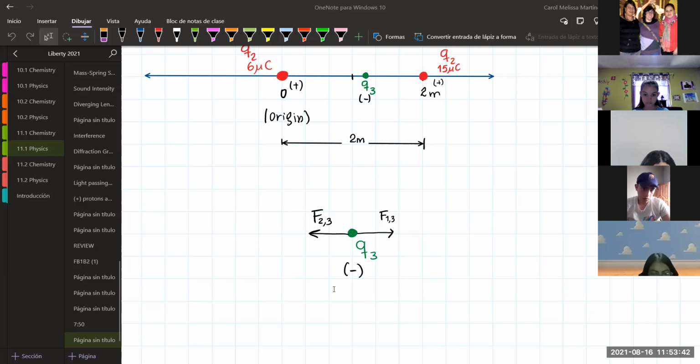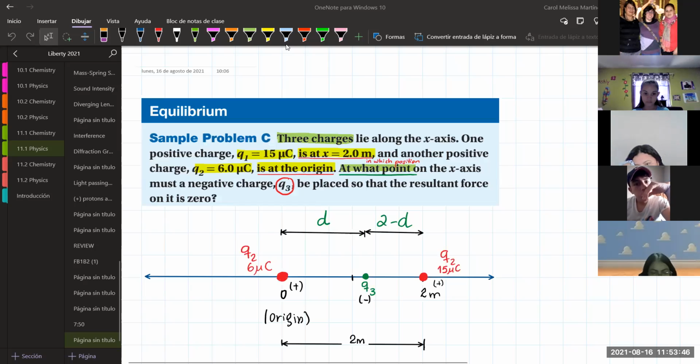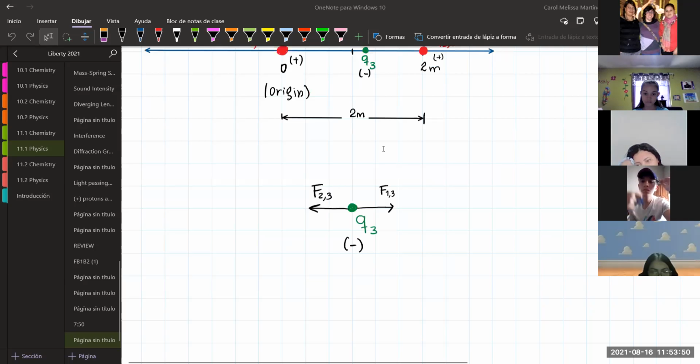Now, see the topic. The topic is called equilibrium. Equilibrium means that the forces are going to be balanced, okay? That is where equilibrium happens. Now, let me show you something before I continue. Let me show you something. Let me show you two situations.